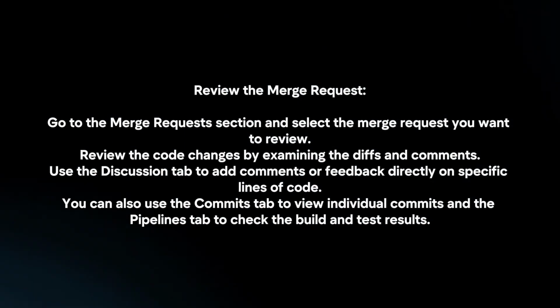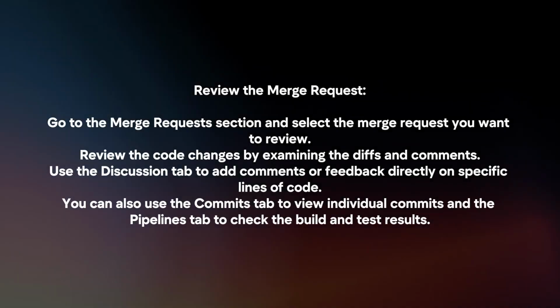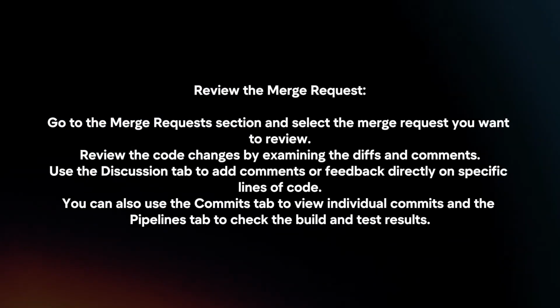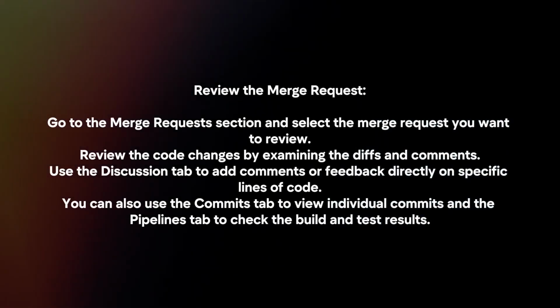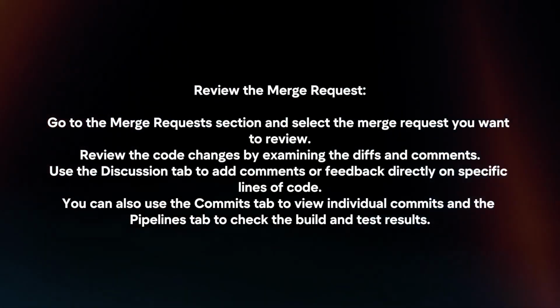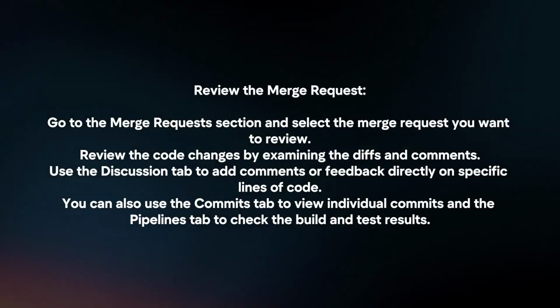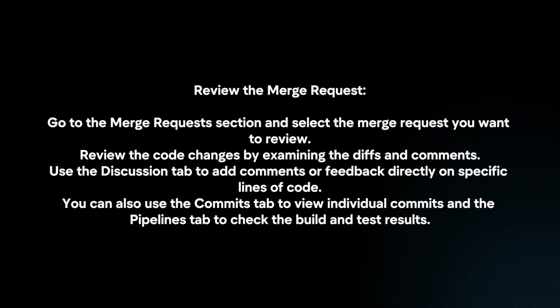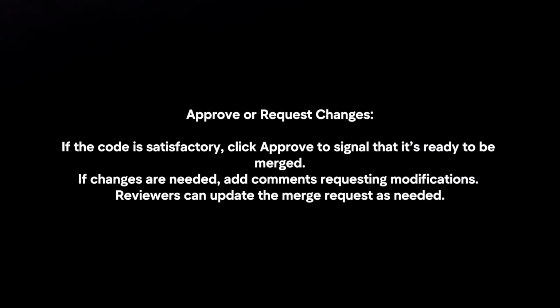Review the merge request. Go to the merge request section and select the merge request you want to review. Review the code changes by examining the diffs and comments. Use the discussion tab to add comments or feedback directly on specific lines of code. You can also use the Commits tab to view individual commits and the Pipelines tab to check the build and test results. Approve or request changes.